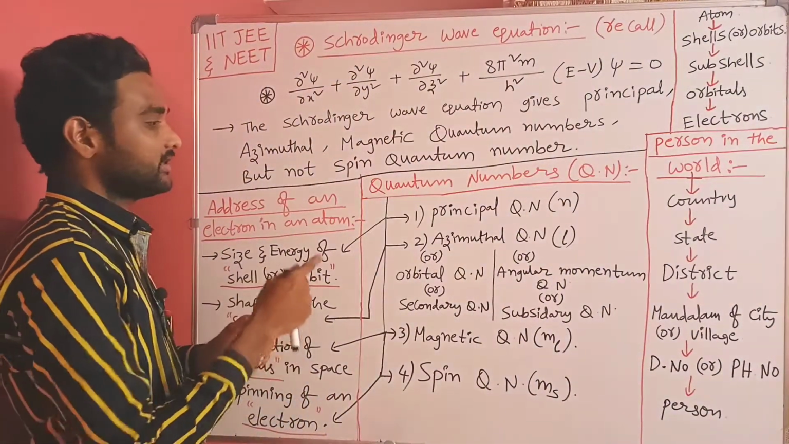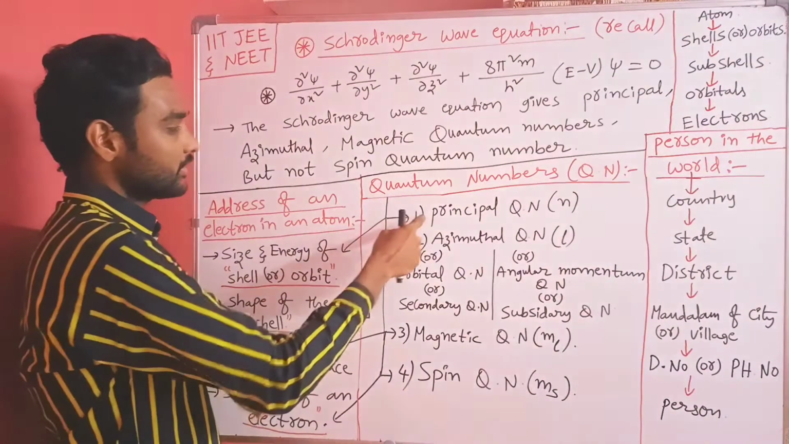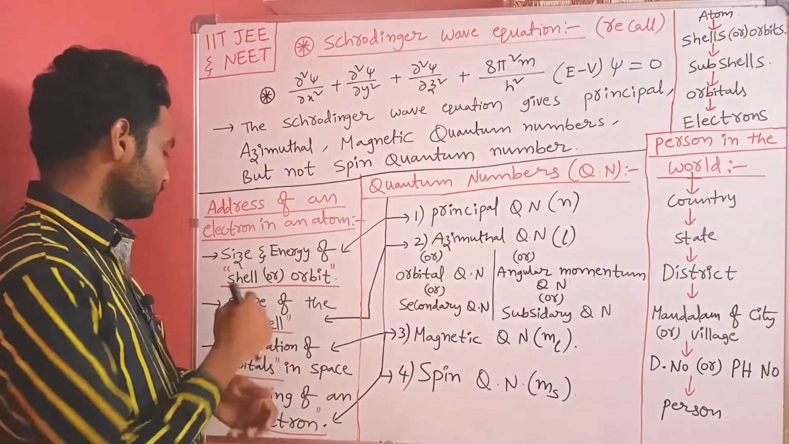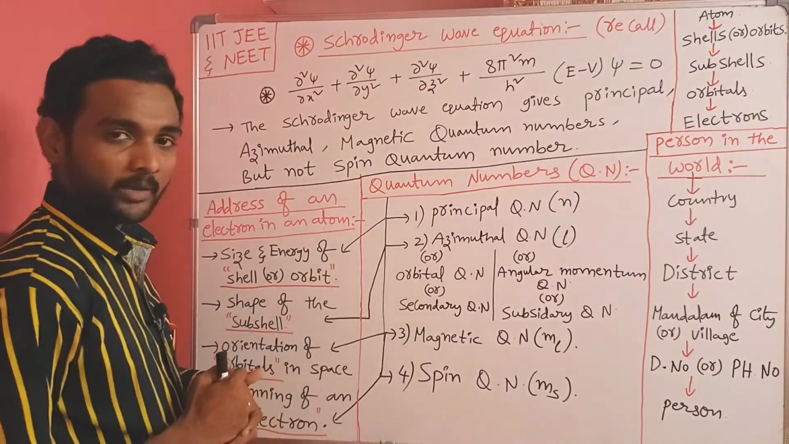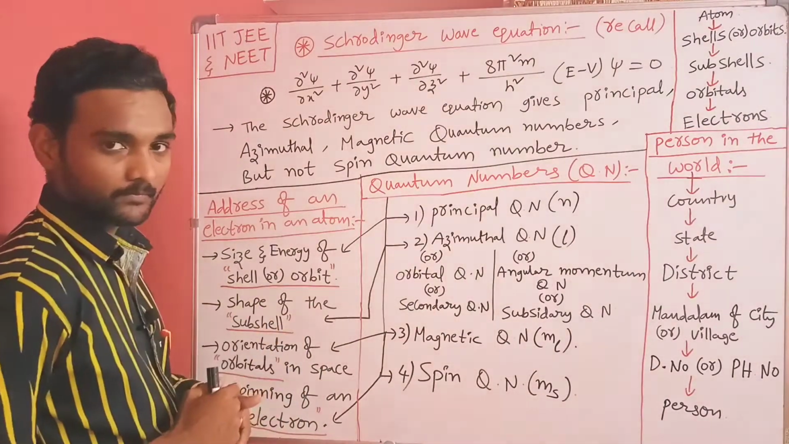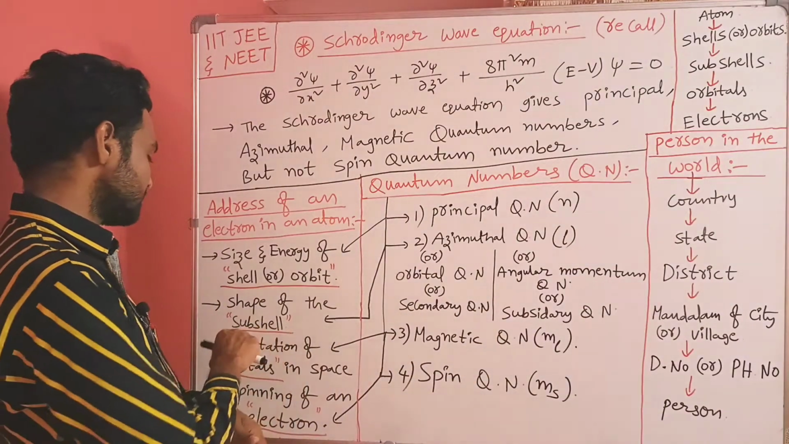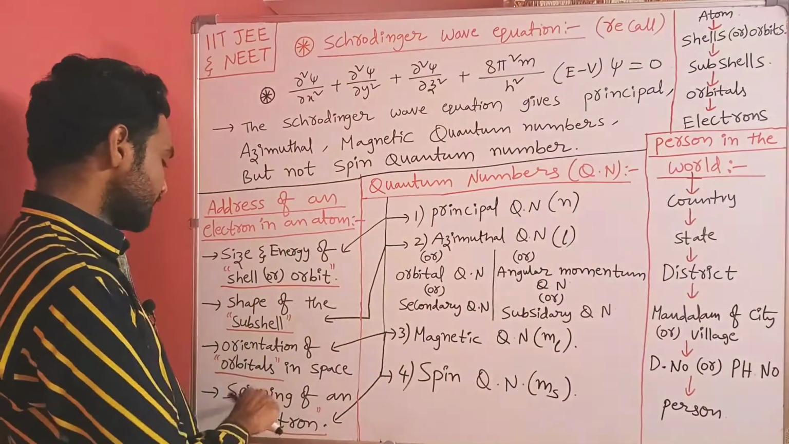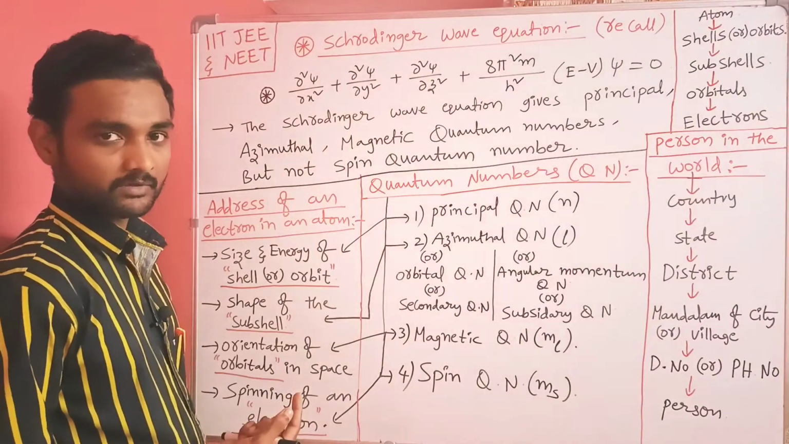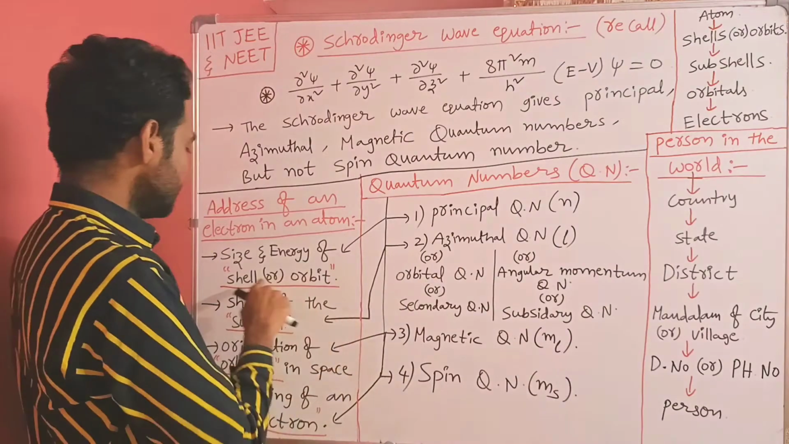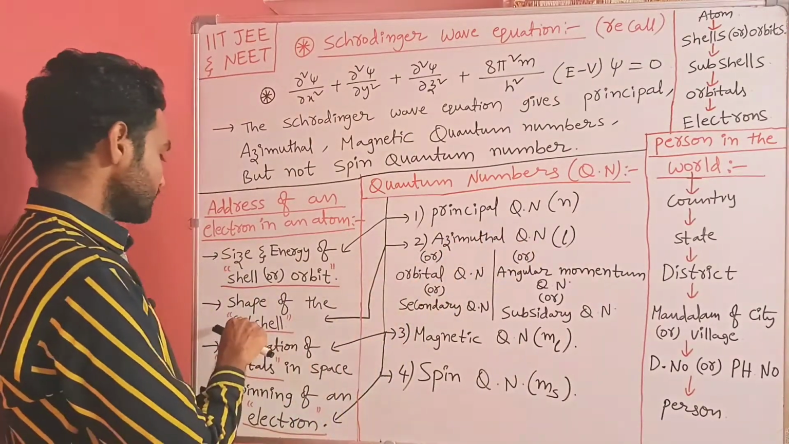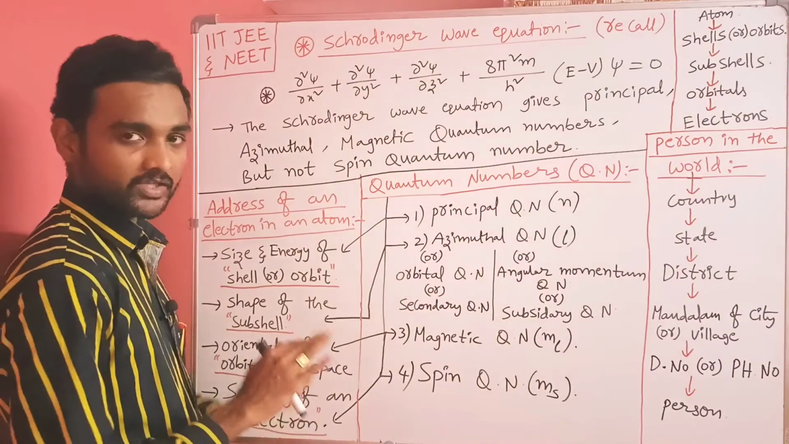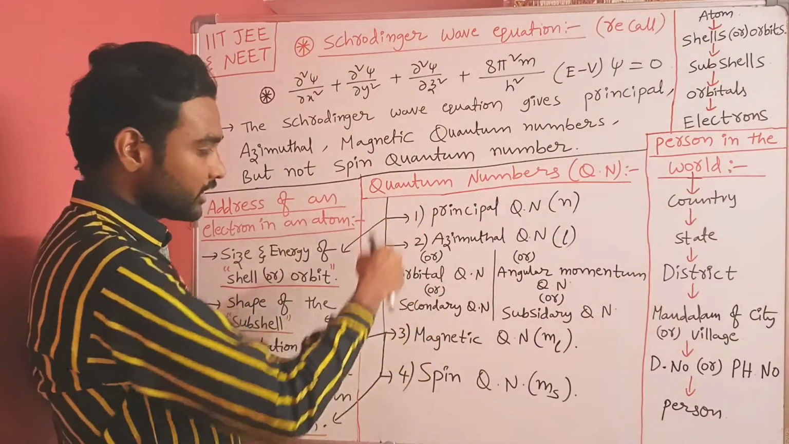Now what is the use of the principal quantum number? The principal quantum number gives information about the size and energy of the shell or orbit. The secondary or azimuthal quantum number gives information about the shape of the subshell. The magnetic quantum number gives information about the orientation of orbitals in space. The spin quantum number gives the spinning of an electron in an atom. Have you understood? Simply, the principal quantum number tells about the shell or orbit, the azimuthal quantum number about subshells, the magnetic quantum number about orbitals, and the spin quantum number about the electron. Now let me discuss each quantum number clearly.